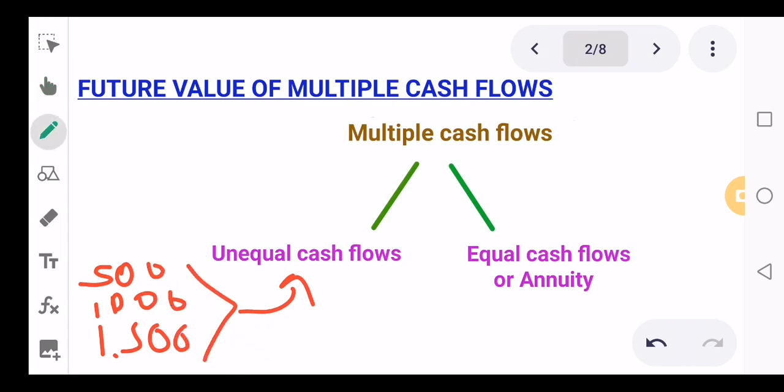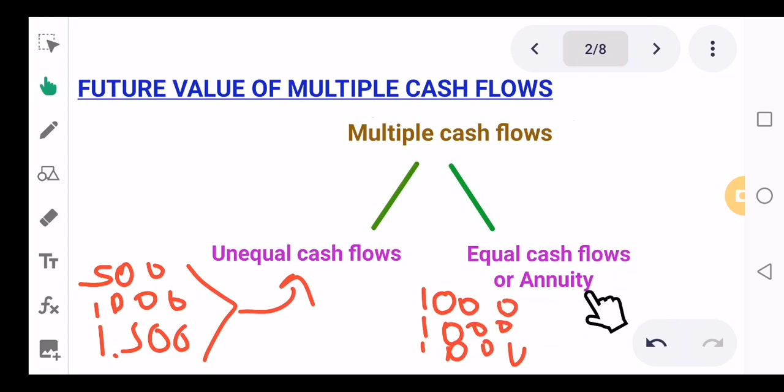The second case is that of equal cash flows or annuities. This is simple, just the opposite of what we saw just now. If you're getting 1000 in year 1, 1000 in year 2, 1000 in year 3, the amount that you're getting at the end of each year is one and the same. If the amount you receive at the end of each year is the same, then this is called equal cash flows, or annuity.